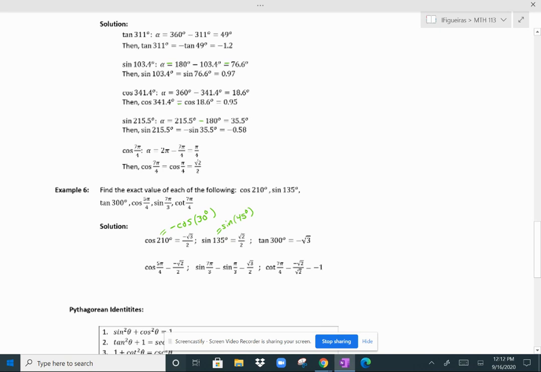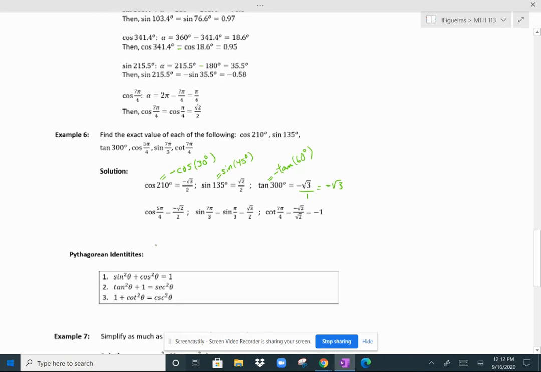Now we're on the tangent of 300. Tangent of 300 is going to be negative. So I need to find my reference angle, but I also need to take the opposite sign. So 300 is in quadrant 4. So 360 minus 300 means I'm evaluating the tangent of 60 degrees. And tangent of 60 degrees is opposite over adjacent. And don't forget, it will be negative. So it's negative root 3 over 1, which is just negative root 3.